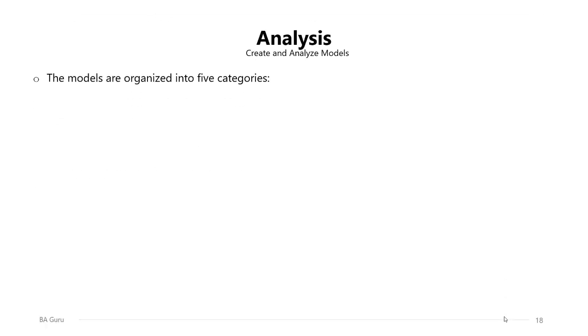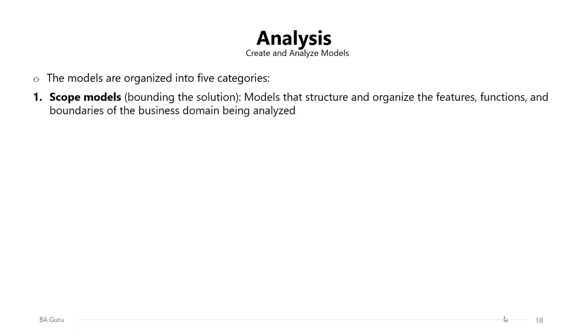Now, when we say models, there are 5 categories of those models, starting with the biggest category, which is the scope models, bounding the solution. Models that structure and organize the features, functions, and boundaries of the business domain under analysis. This is the definition of the scope models category. We are going to cover different types. Example models of the scope model includes ecosystem map, event list, feature model, and context diagram.